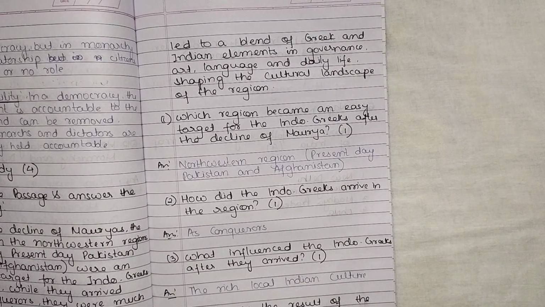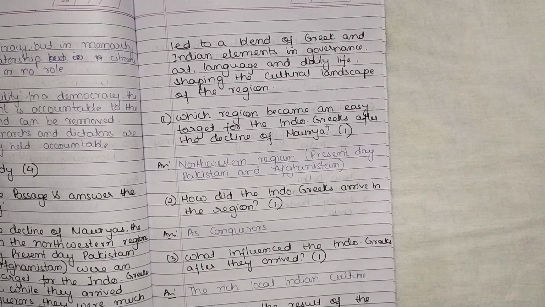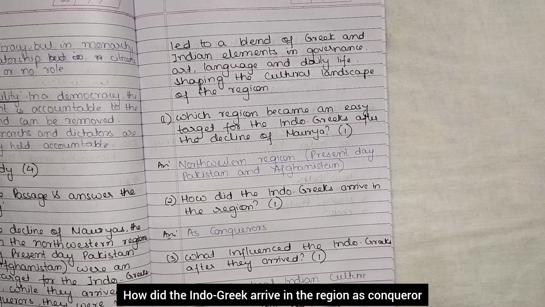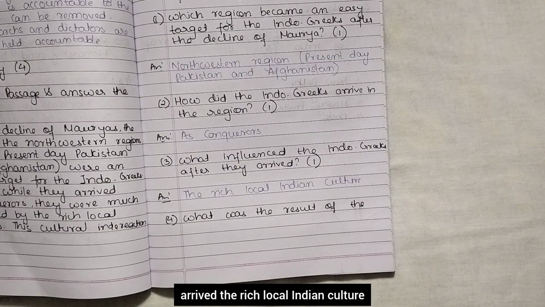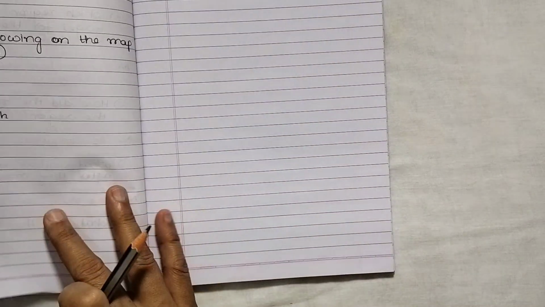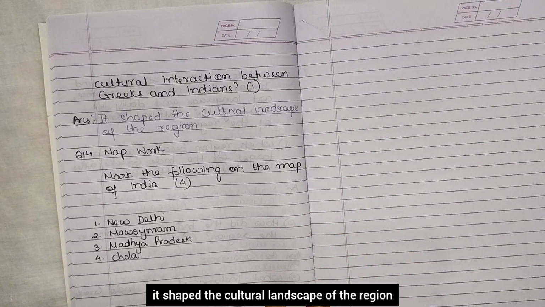So the question is, which region became an easy target for the Indo-Greeks after the decline of the Mauryas? The northwestern region, that is present-day Pakistan and Afghanistan. How did the Indo-Greeks arrive in the region? As conquerors. What influenced the Indo-Greeks after they arrived? The rich local Indian culture. What was the result of the cultural interaction between Greeks and Indians? It shaped the cultural landscape of the region.